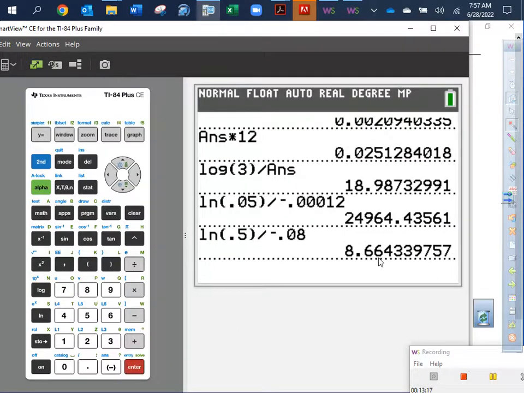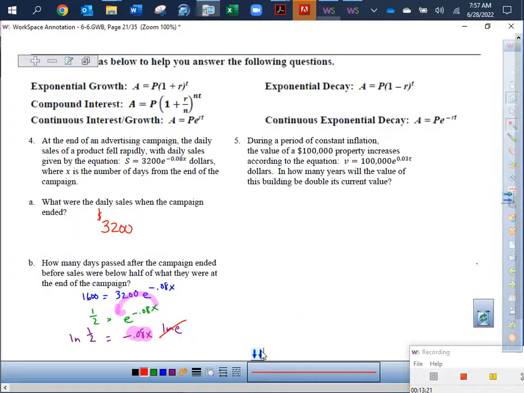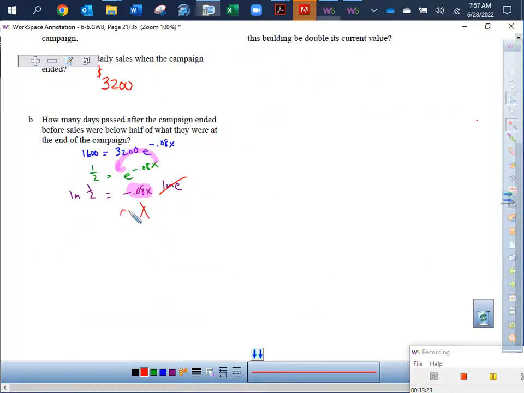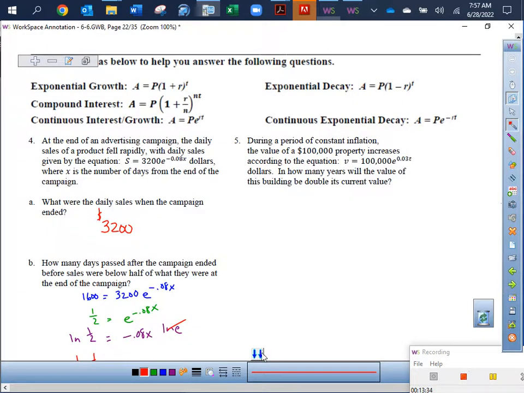And ba-ba-boom. It took about 8.7 is what X turns out to be. So X is about 8.7. But they asked how many days did it take? So it's not 8.7 days. We got to round that to 9 days. It's like, all right, that took about 9 days, if I can get my screen back. So that's what we're doing. X is about 9 days.